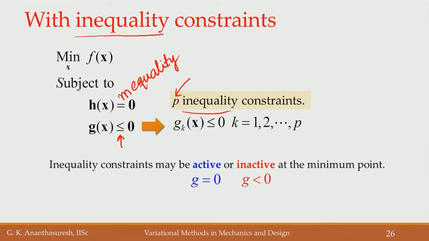When you have an inequality constraint, there are two possibilities. One is called active, when the g inequality constraint expression is 0, or strictly less than 0, in which case it is inactive. Why is it called inactive? We will see that a little later, but know that there are two ways that are possible for an inequality constraint. One is it is active, meaning it is equal to 0 strictly, the other is strictly unequal, or g is less than 0 at the minimum point.